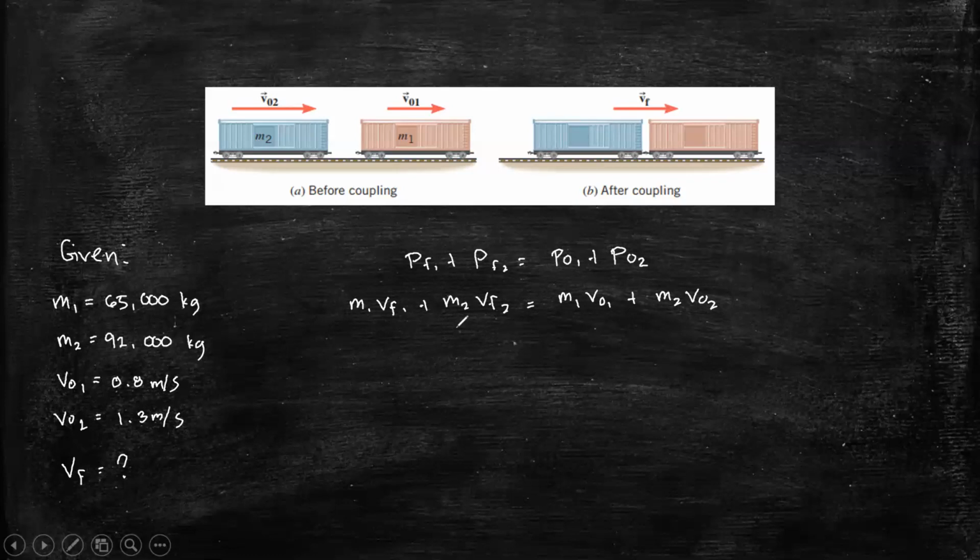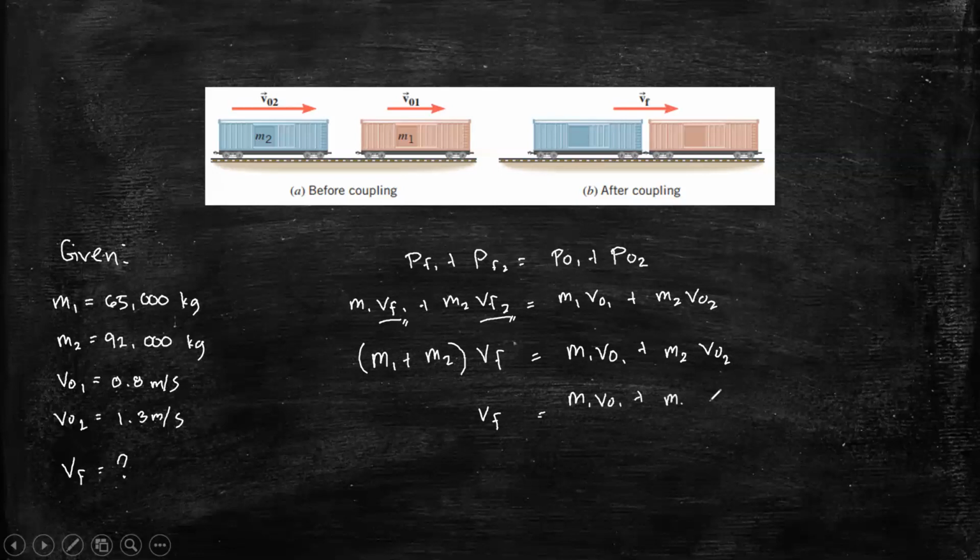As given in the problem, after the collision, the two trains move with one velocity. Therefore, final velocity 1 and final velocity 2 are equal to a single final velocity. Thus, we have mass 1 plus mass 2 times the final velocity equal to m1 times its initial velocity plus mass 2 times its initial velocity. Therefore, we can now solve for the final velocity of the coupled train with this expression.